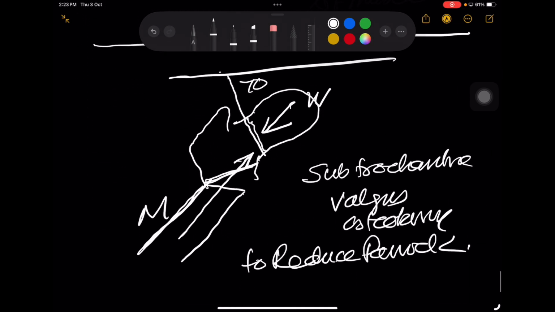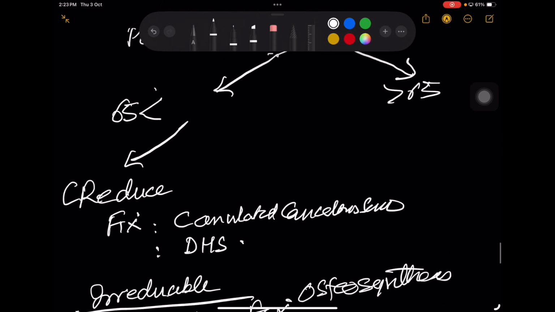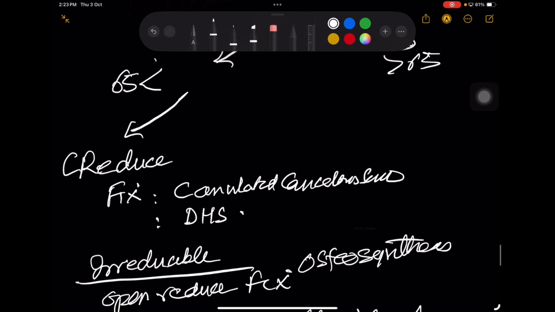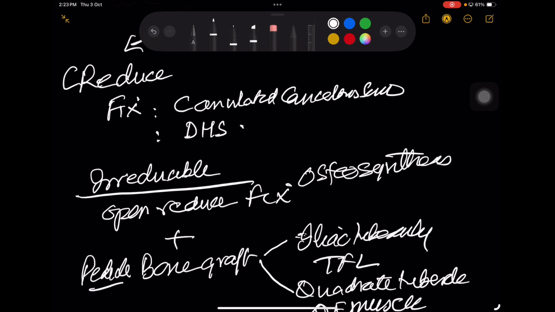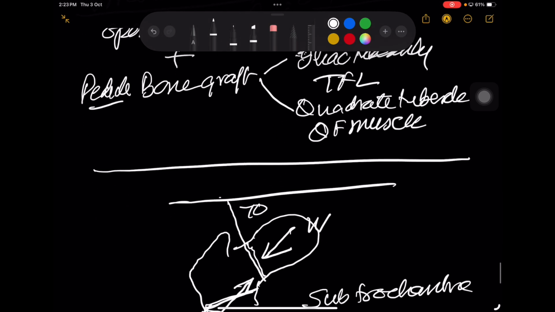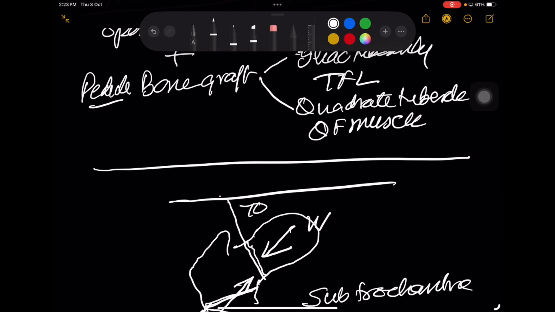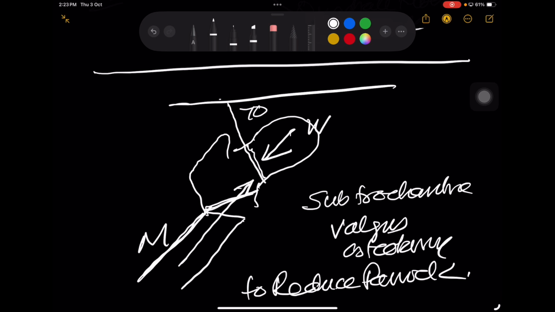All right. So, if it is reducible, cannulated cancellous screw or DHS. If it is not reducible, open reduce and osteosynthesis, and otherwise an alternative is subtrochanteric valgus osteotomy to reduce the Powell angle. Supposing you do a 30-degree valgus osteotomy, the 70-degree Powell angle will now become 40 degrees. Alright?